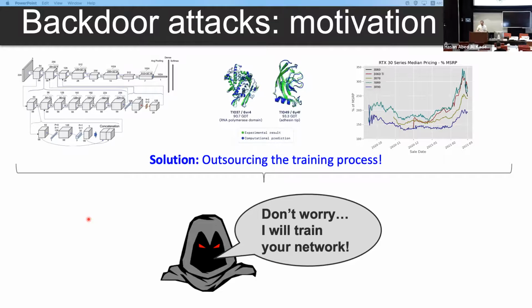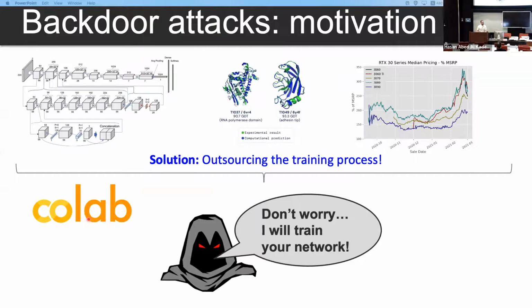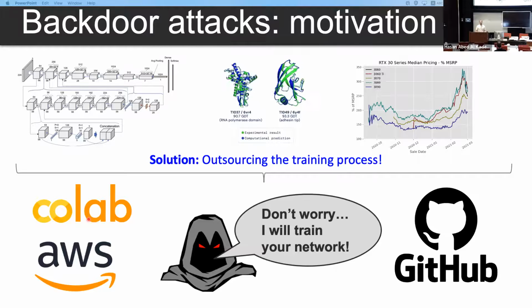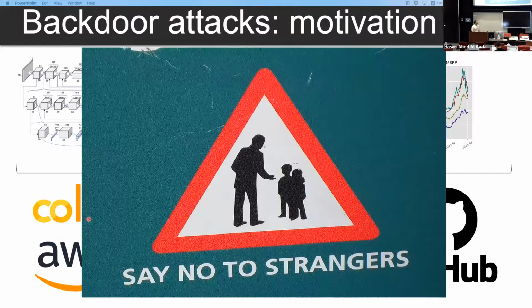So don't worry, I will train your network. This is something that you should not trust. Like Colab is one of those methods. AWS, GitHub, we always download models from the internet that are pre-trained and use them or deploy them in our tasks or fine-tune them for our tasks. And all of these lead to serious vulnerabilities. If you remember something that our parents used to tell us a long time ago, say no to strangers. Do not let them train your network.